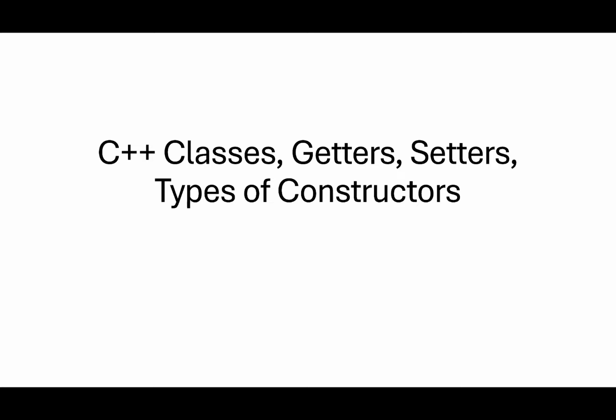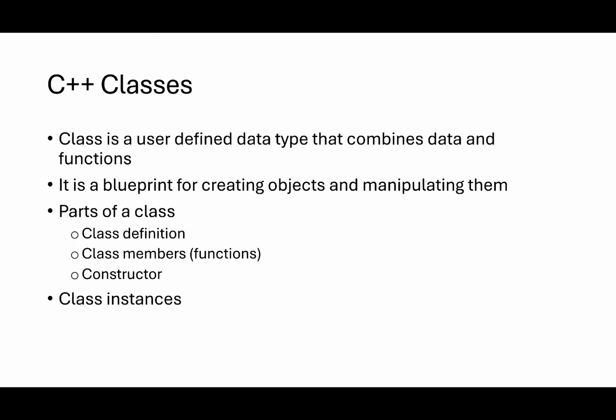And I want to be talking about classes, getters, setters, and types of constructors. I'm going to start off by talking about classes. A class is a user-defined data type that combines data and functions. It is a blueprint for creating objects and manipulating them. Basically, classes are just objects that you can assign data to, and it helps with object-oriented programming. Really, it's like the basics of it.